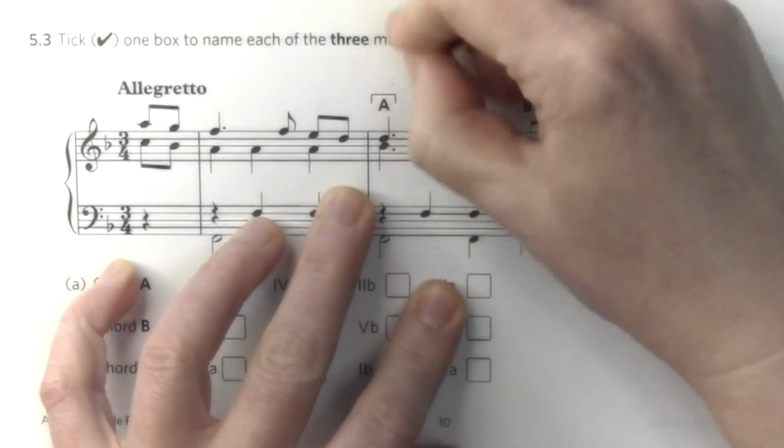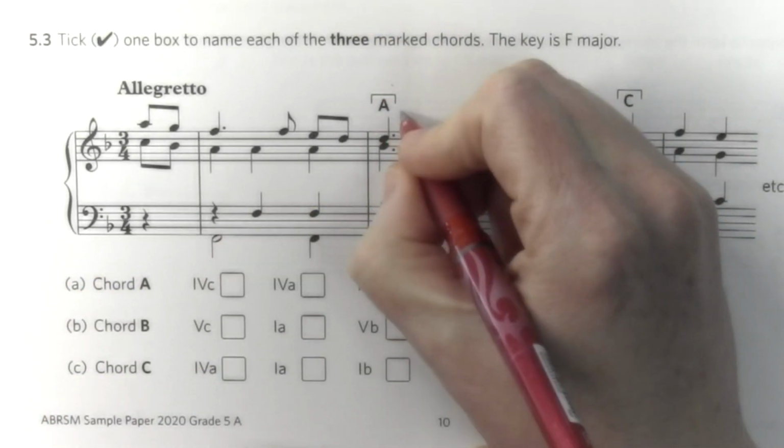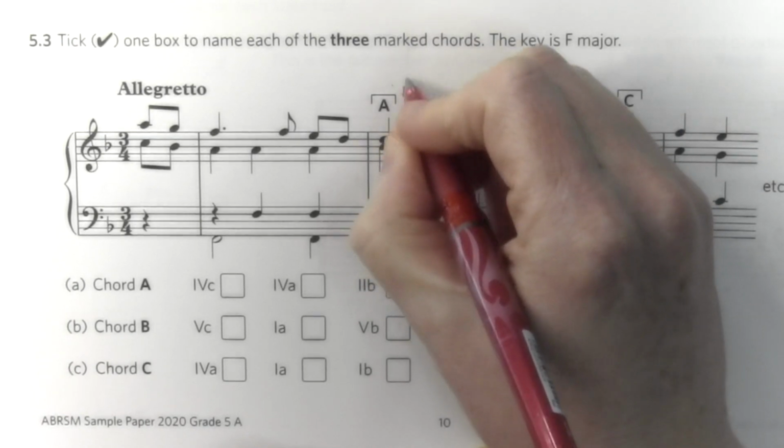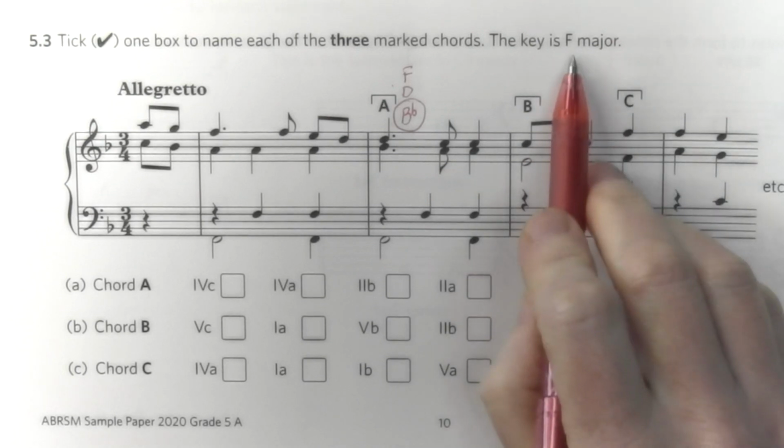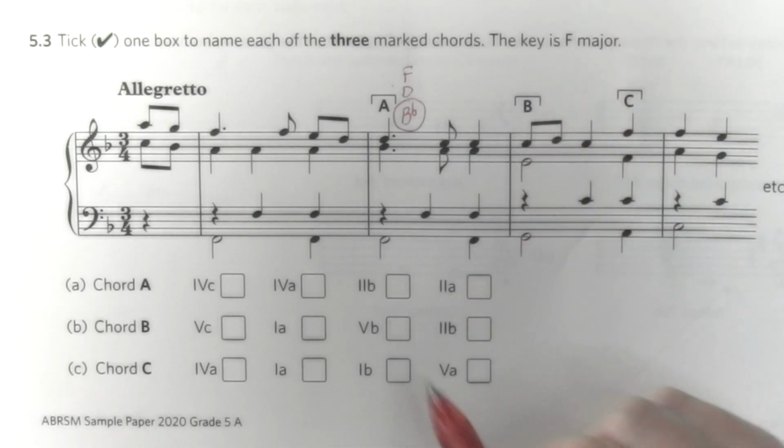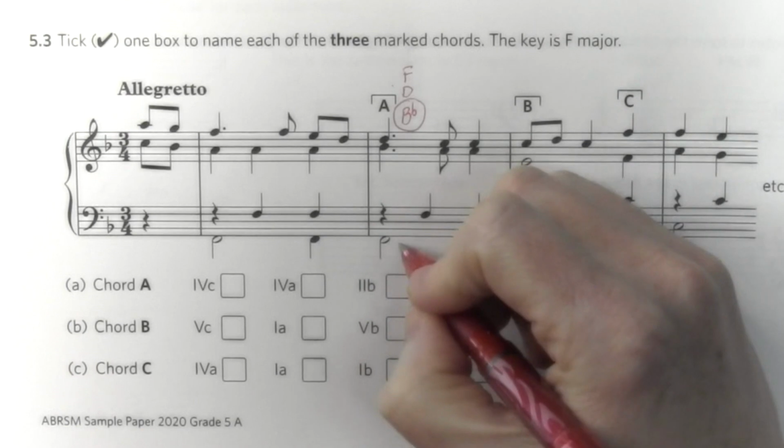Sorry, that's not really clear. So let me write it in order here. B flat, D and F. This is a B flat chord. B flat for F major is the fourth degree. So this is the fourth.